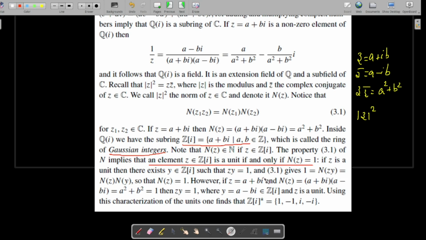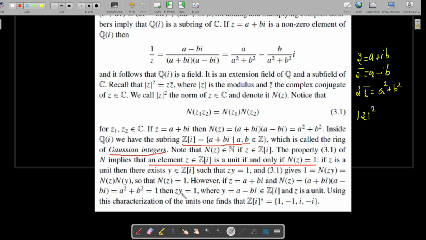Now you have to show the reverse part, that is, if the norm of an element z belonging to Z[i] is 1, then you have to show that the element is a unit. That is, we have to provide an inverse for that element. So we assume that the norm of z is equal to 1. If you take z equal to a plus bi, you have to show that it has an inverse. We have the norm of z equal to (a plus bi) into (a minus bi), that is equal to a square plus b square. As per our assumption, that is equal to 1, because we are taking the norm of z equal to 1.